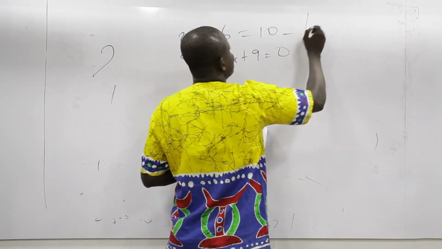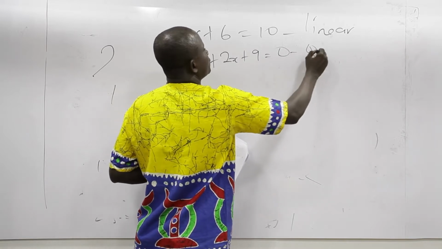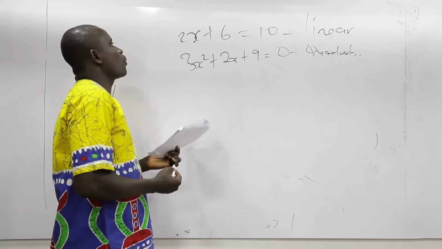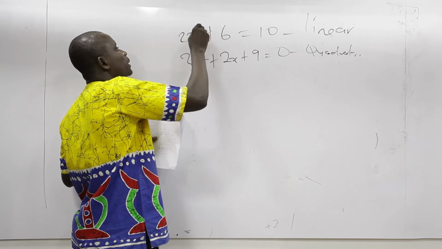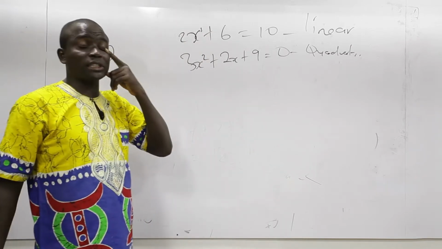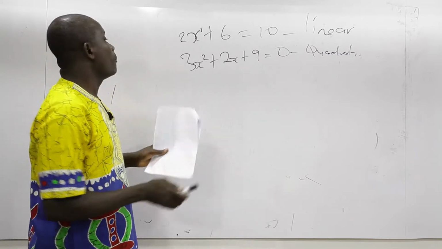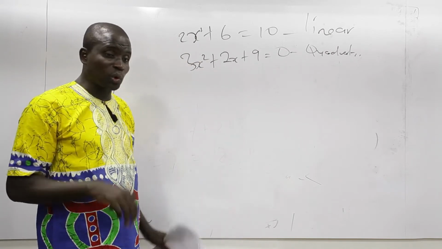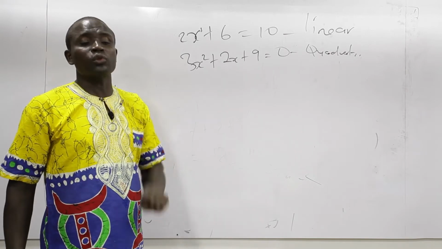I'm saying this is what? This is linear, but this is what? Quadratic. Okay? Now, when you solve this problem, since the exponent here is 1, you are going to get a solution set of one value for the linear equation. But if you see a power that is squared, then you are expecting 2 values. So anytime you are solving a quadratic equation, you are expecting 2 values of x.